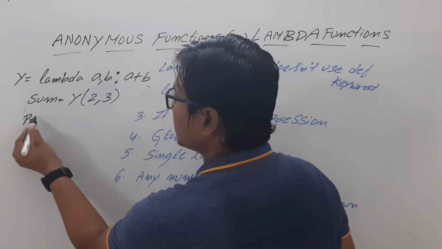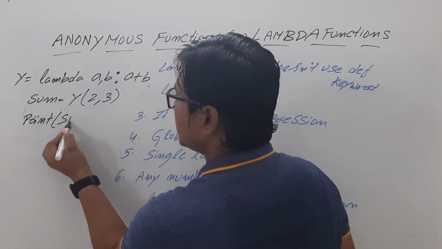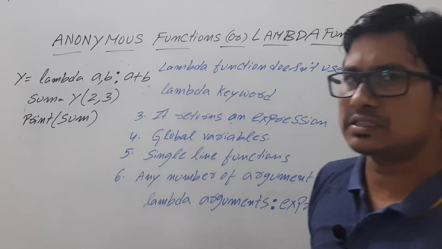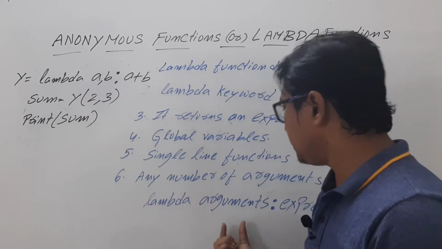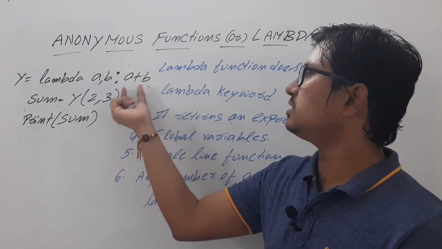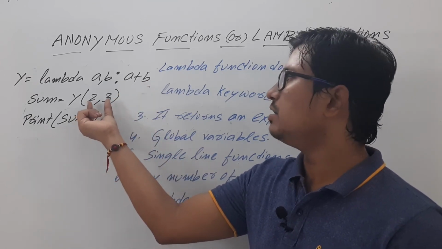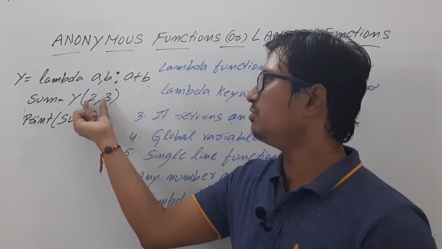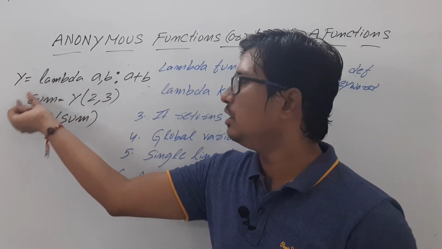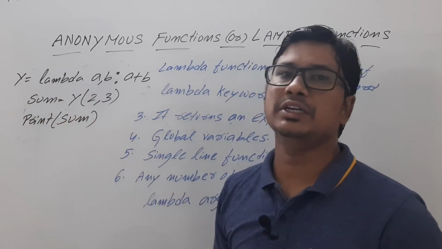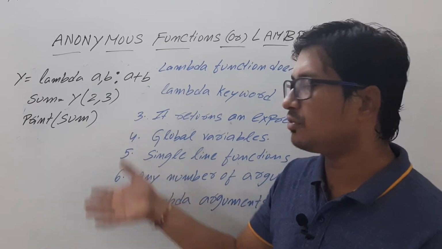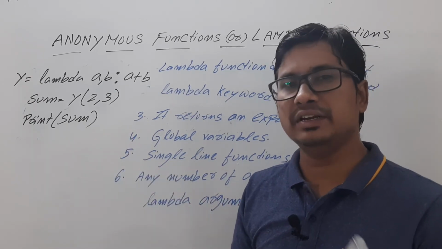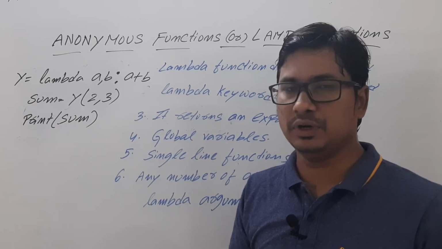Now you can print it. Print sum. That's all. This is very simple. So it is a single line function. It is taking the arguments and it is returning the expression. So this expression will be replaced here, which is 2 plus 3, the value will be 5. That value you are storing in the variable called sum, and then you are displaying it. We have several advantages of the lambda functions. In the coming videos, I will discuss the advantages in detail.